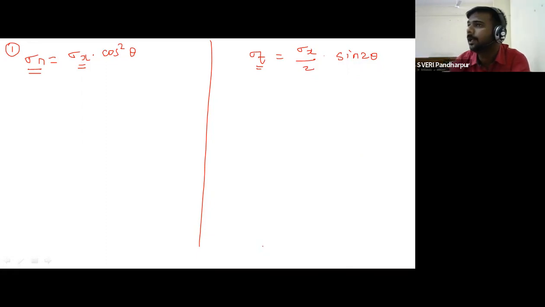Now please tell me, if one value you will get as 150 kilonewton, and another value you will get as 100 kilonewton, so which will be the safe value? Whether the minimum value will be the safe value or the maximum value will be the safe value.